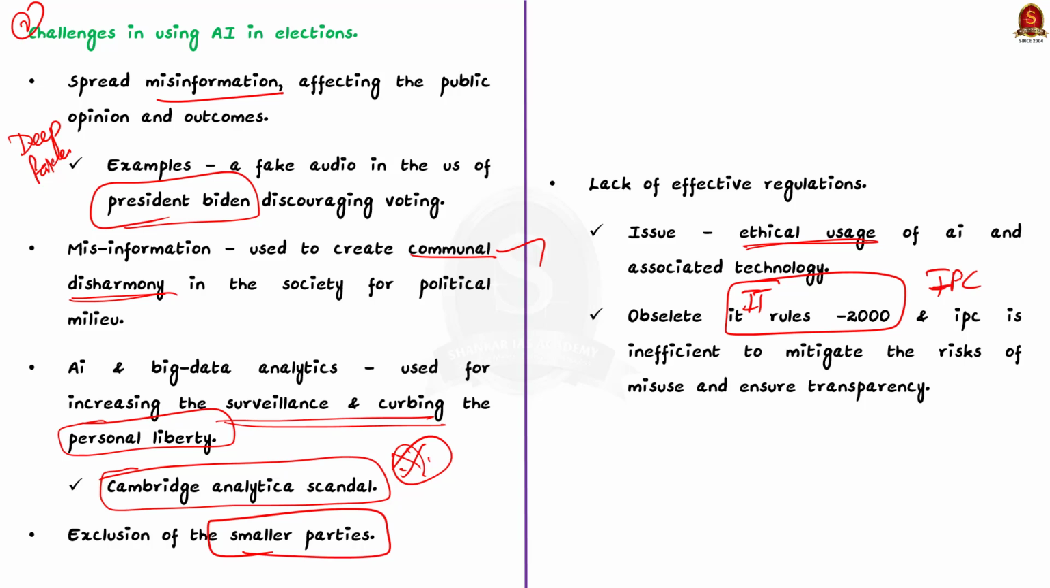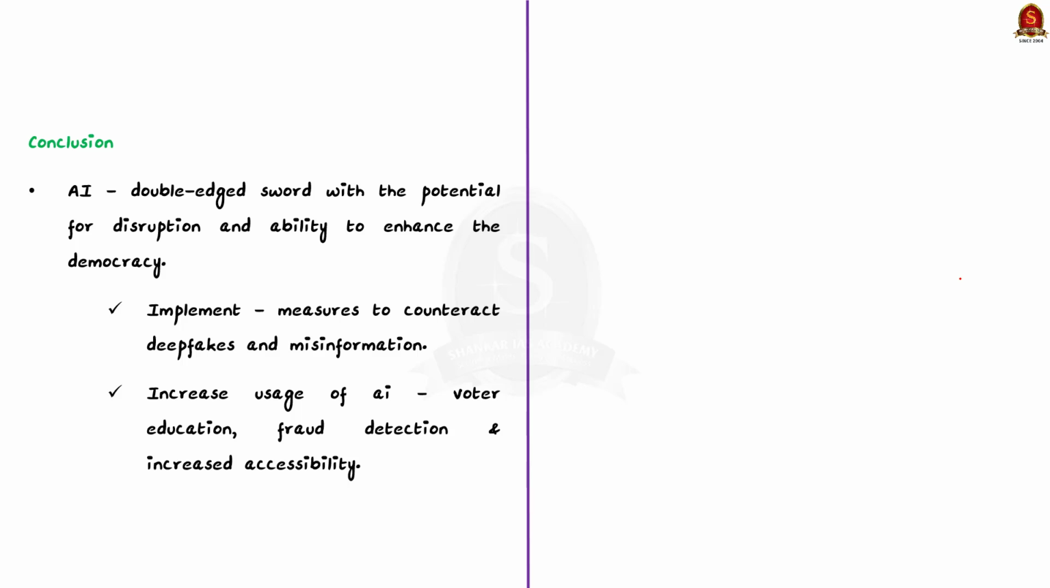Now coming to the conclusion, AI and its usage is a double-edged sword, with the potential for disruption and the ability to enhance democracy. We as a society should implement measures to counteract deepfakes and misinformation, and increased use of AI for voter education, fraud detection and increased accessibility can strengthen democratic processes and result in a foolproof election.